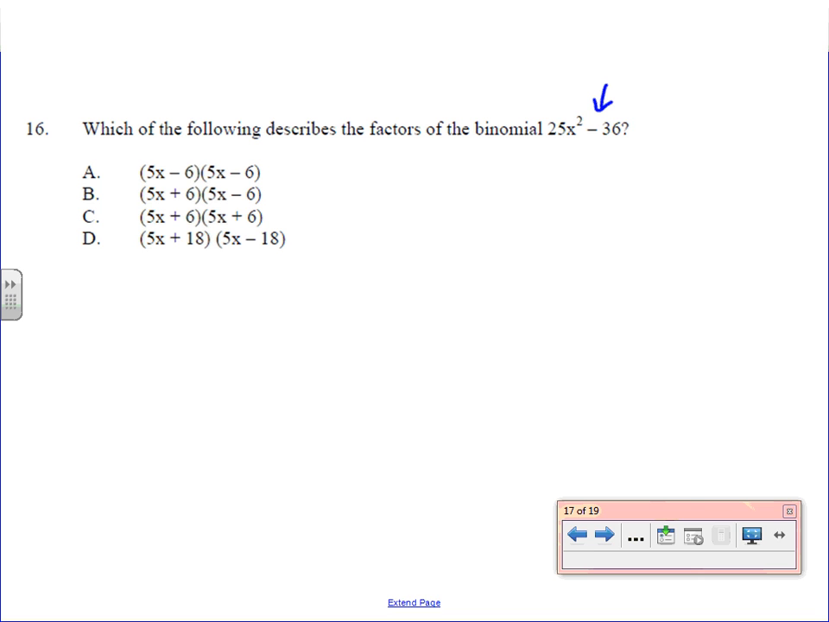These are perfect squares. Notice the square root of 25 would be a 5. The square root of x squared would be an x. And the square root of 36 would be a 6. All I'm doing is taking the square root. This is the one where we write it down twice. We write it down with a plus, and then also with a minus. So the two factors are 5x plus 6 and 5x minus 6. So look closely. Which of those choices has 5x plus 6 and 5x minus 6? B. B is the correct answer.